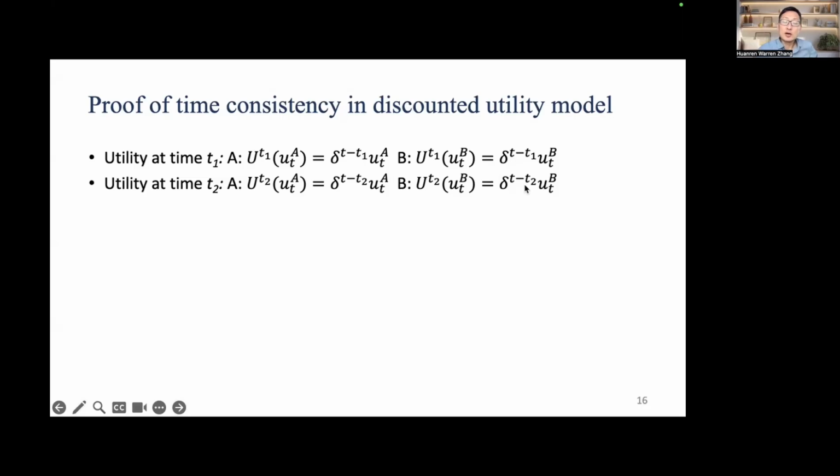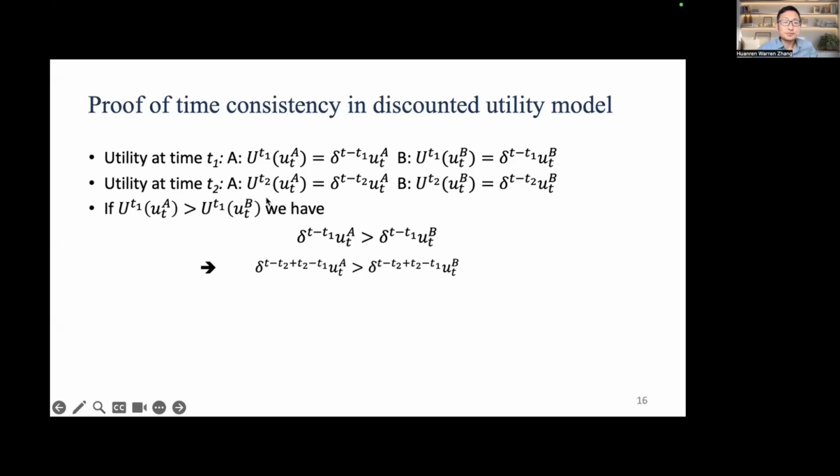Now, let's assume that at time point T1, you prefer A to B. Then we know the utility you experience for option A is greater than the utility you experience at time T1 for option B. Right? Plug in the corresponding expressions, and we will have this. So basically, there's nothing but plugging in the corresponding expression. Now, what you can do is minus T2 and plus T2, which is still exactly the same as the previous expression. So that's why this inequality still holds.